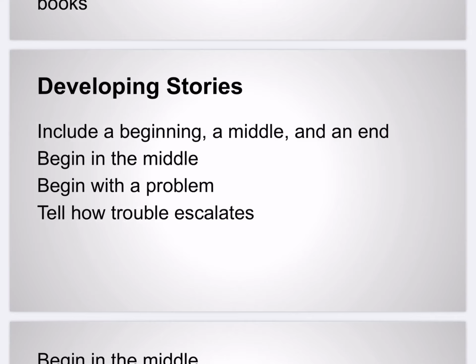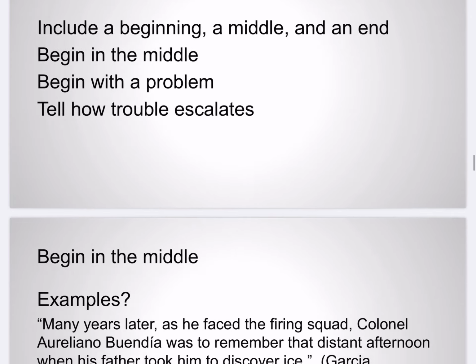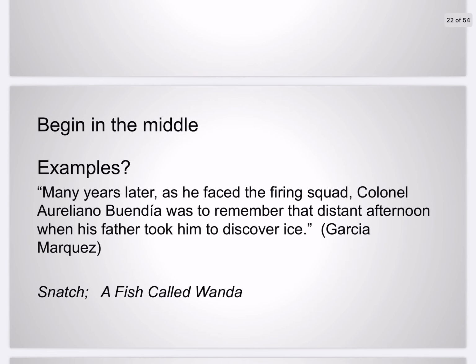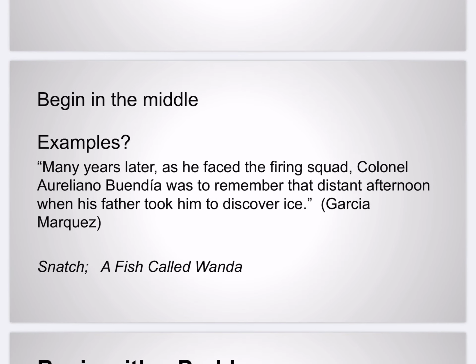One strategy to get your reader's attention is to begin in the middle. You can begin with a problem. You can tell how trouble escalates. For example, the first line of Gabriel Garcia Marquez's novel, 100 Years of Solitude, is this. That's the first line. So you're coming into the middle of things, right? Here comes the colonel. He's about to be shot, and he's thinking back about his childhood.